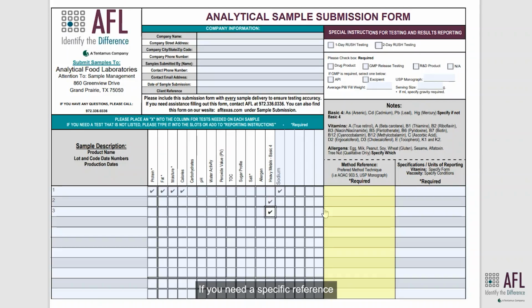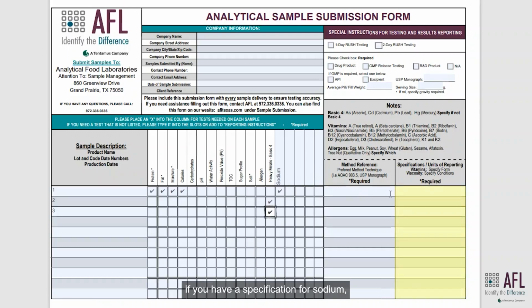If you need a specific reference, whether it's a specific method for USP, testing for oils, put that here. If it's loss on drying or residue on ignition, any of those types of methodologies, where the method is, type those here. We will follow those if we offer them. If not, I will give you a call to say which methods we run which are equivalent.